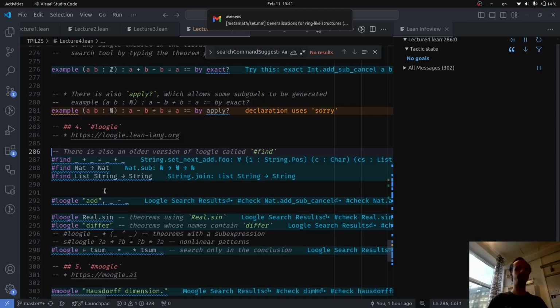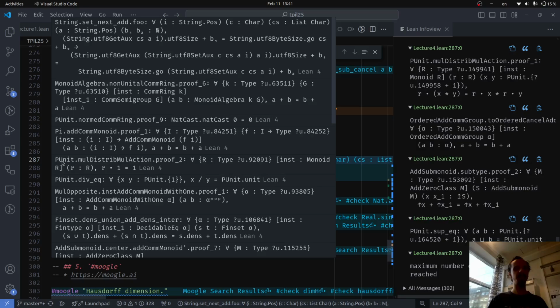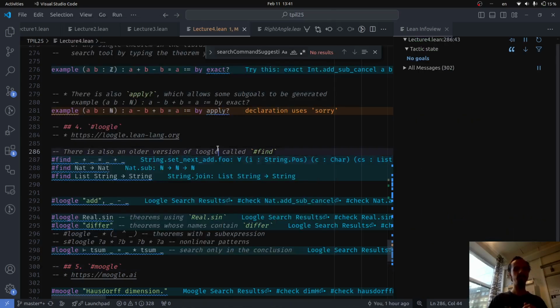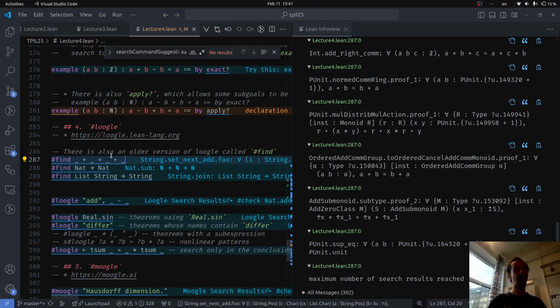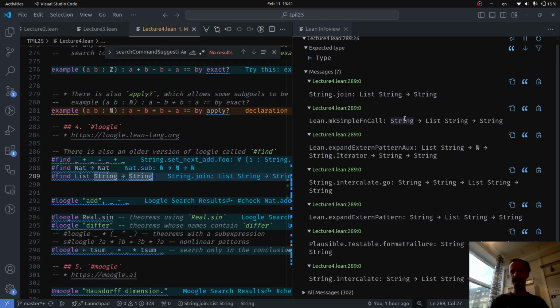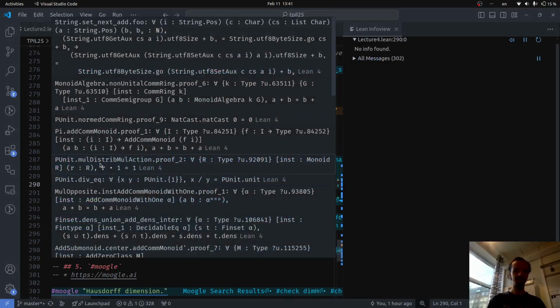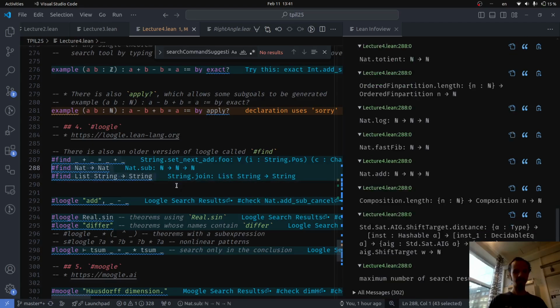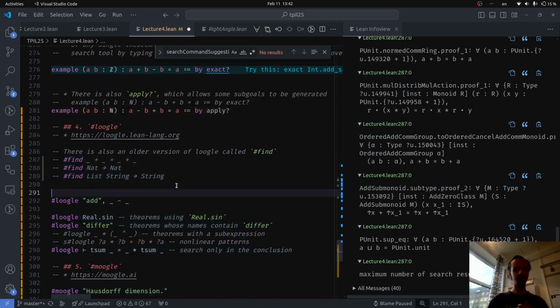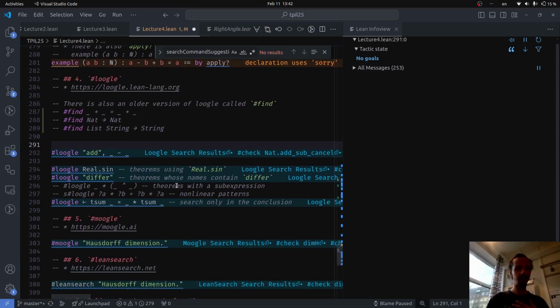I'll tell you about find first, but the interface is roughly that you give it a pattern, so you say hash find, and then you can give a pattern, and then it gives you a list of things that match the pattern. It works, it's somewhat slow, and Moogle is faster, so I'll just tell you about that.